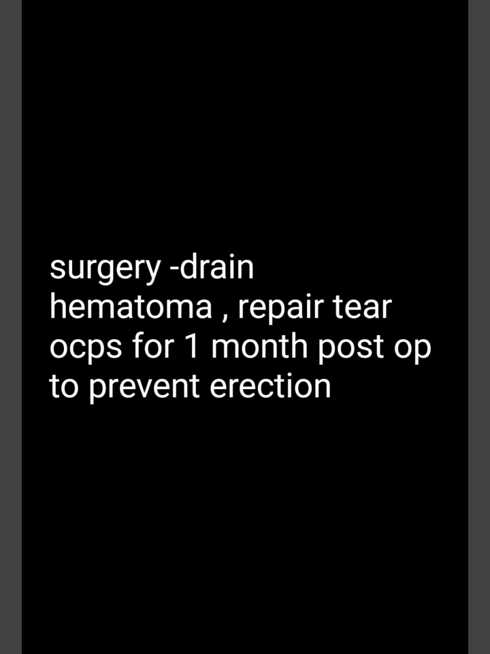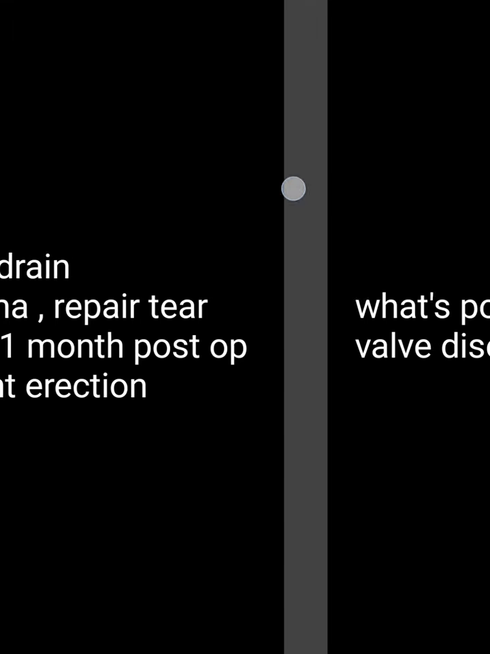Management of fracture shaft of penis. Surgery: drain hematoma, repair tear. OCPs for 1 month post-op to prevent erection.